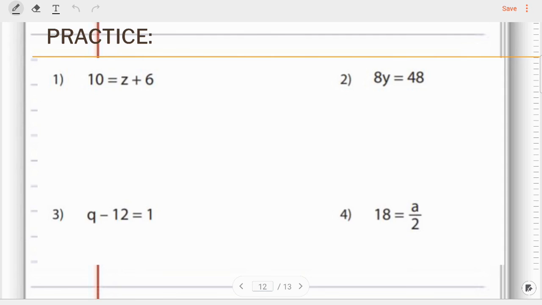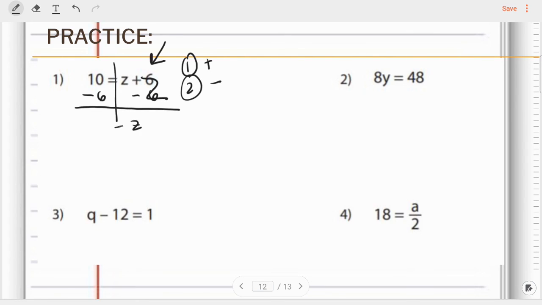So, number 1, draw my line. What operation, where's my variable? On this side. What operation is going on? It says z plus 6. So addition. How am I going to undo it? I'm going to undo it with subtraction. Subtract 6 on the left-hand side. Subtract 6, zeros out on the right, and I'm left with z. 10 minus 6 is 4.